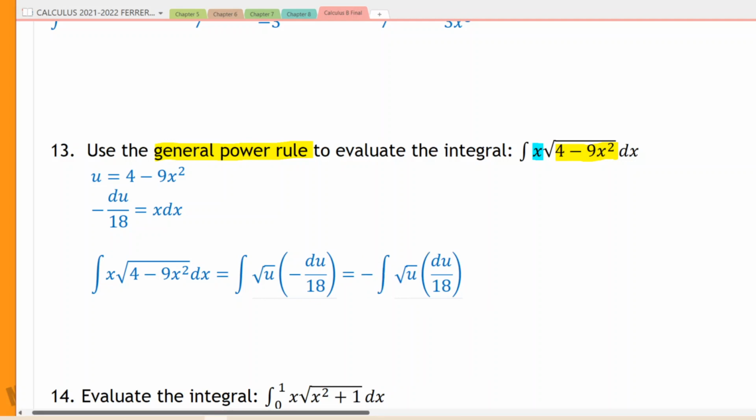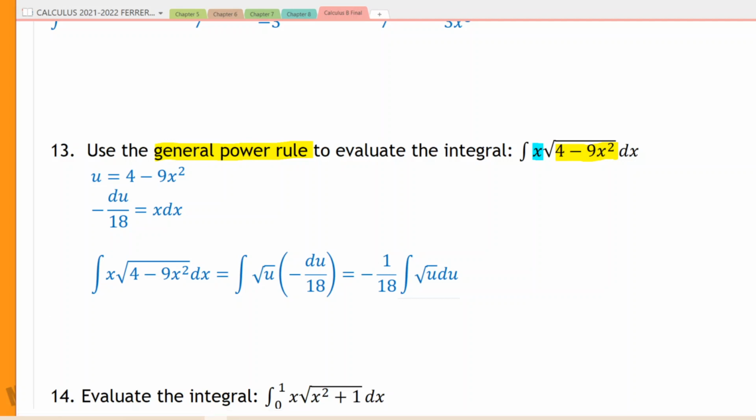And that du over 18, well, we can turn that into 1 over 18, and move that 1/18 to the front. And then u square root of u, we can turn that to u to the 1/2. And now that we have this all simplified, we'll apply a power rule.